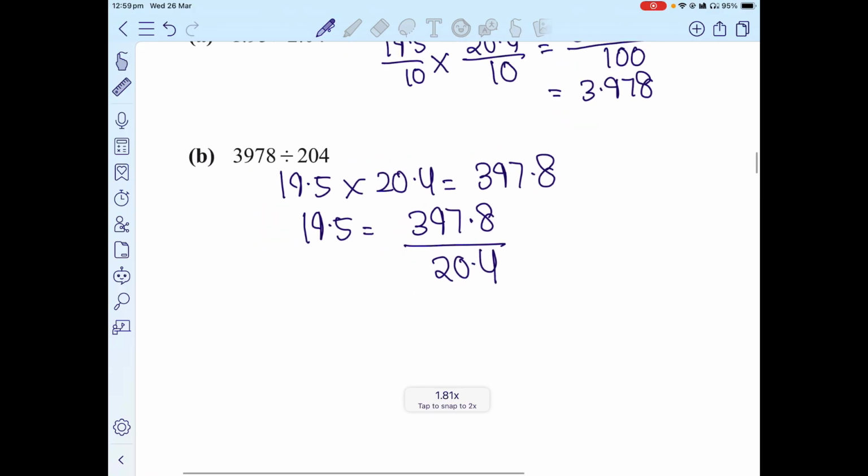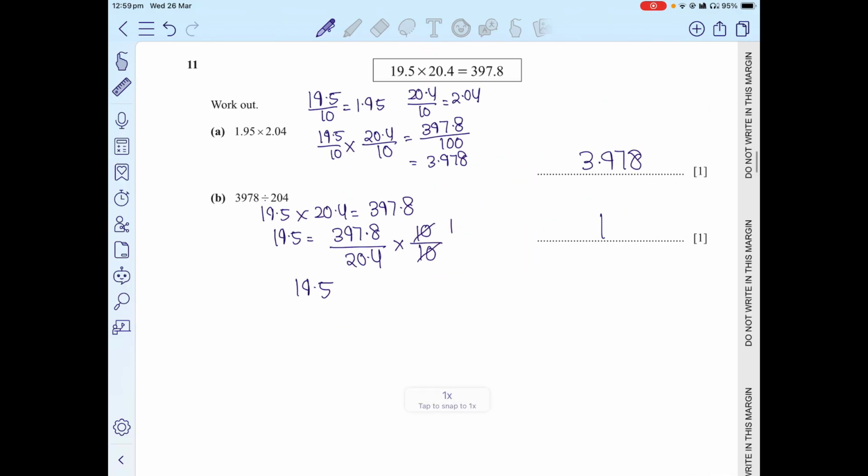Now here, if you see the values, they are 3978, which, if you think about it, is 397.8 into 10. So they've multiplied this value by 10 and they've multiplied this value by 10, which can be cancelled out. It will be 1. So the answer would still be 19.5.